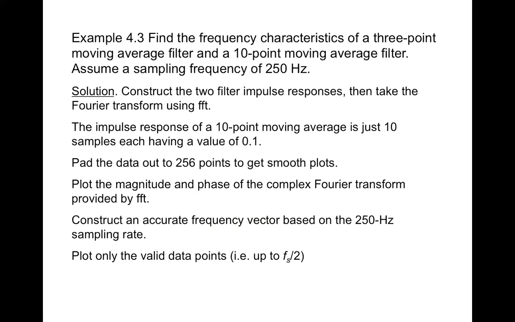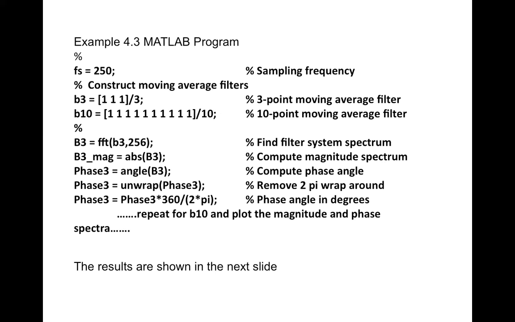So here's an example. Find the frequency characteristics of a 3-point moving average filter and a 10-point moving average filter, assuming a sampling frequency of 250 Hertz. Basically, we're going to do this by constructing the two impulse responses, or sets of weights, and then we're going to take the Fourier transform using the FFT, and then look at the data, plotting the magnitude and phase. And then we're only going to take half the plot because, remember, only the first half of the Fourier transform plot is unique.